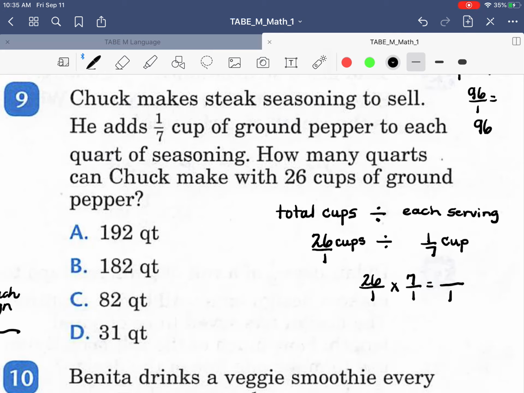And I don't know my times tables up to 26, so let's do the figuring over here. 26 times 7, carry 4. 14 plus 4 is 18. So 182 is that numerator. Divide that by 1. 182 quarts can be made with that amount of pepper. So the answer to number 9 is B.